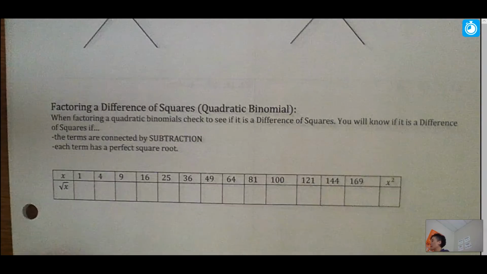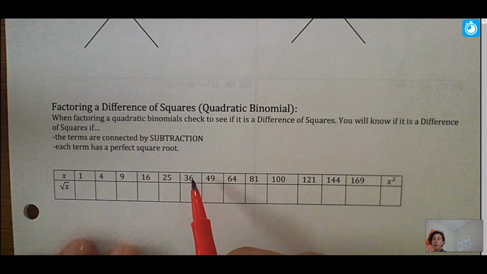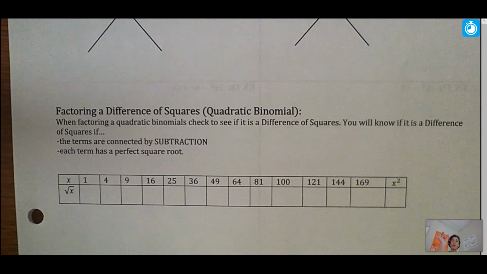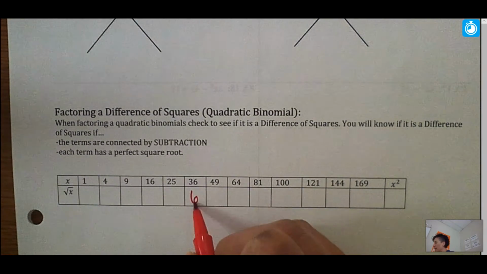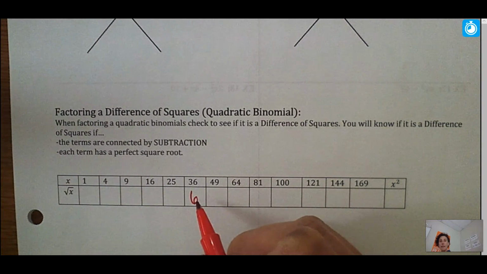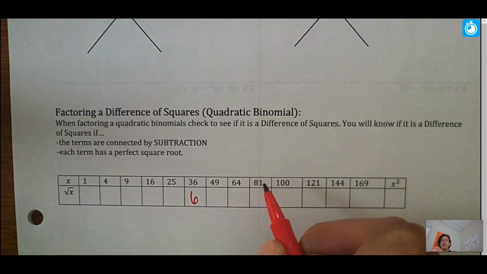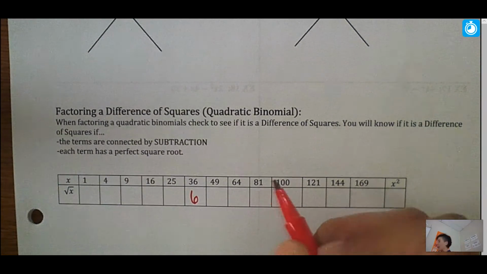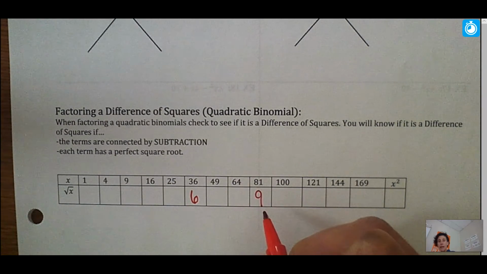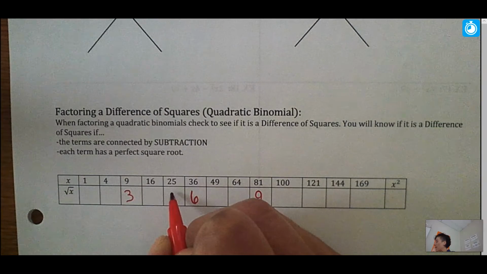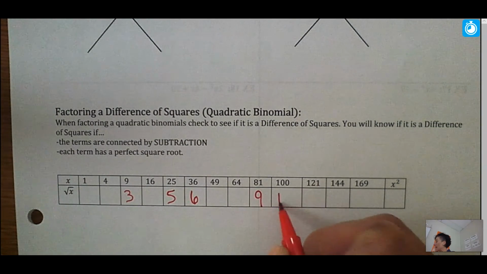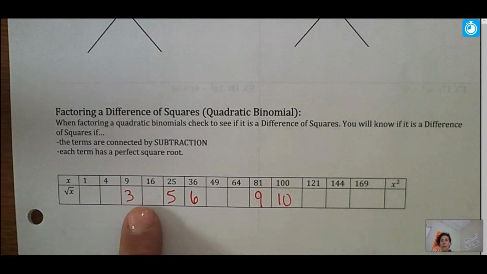So when you look at this list, for instance, if I ask you what the square root of 36 is, what I'm asking you is what number times itself, so like 1 times 1, 2 times 2, 3 times 3, what number times itself could give me 36, and that would be 6. So the square root of 36 is 6. If I asked you for the square root of 81, what number times itself would get you to 81? Well, that would be 9 times 9. So for instance, the square root of 9 is 3, the square root of 25 is 5, the square root of 100 is 10, and maybe you're starting to notice a pattern.